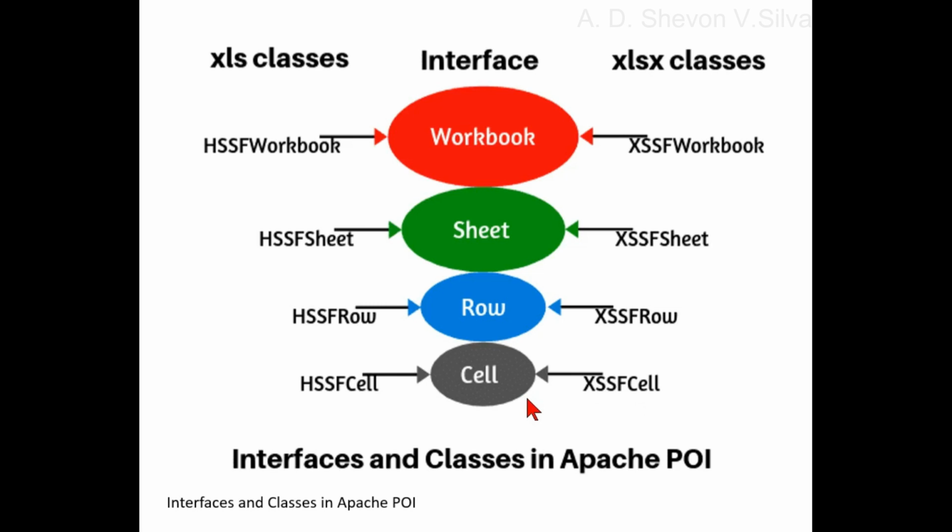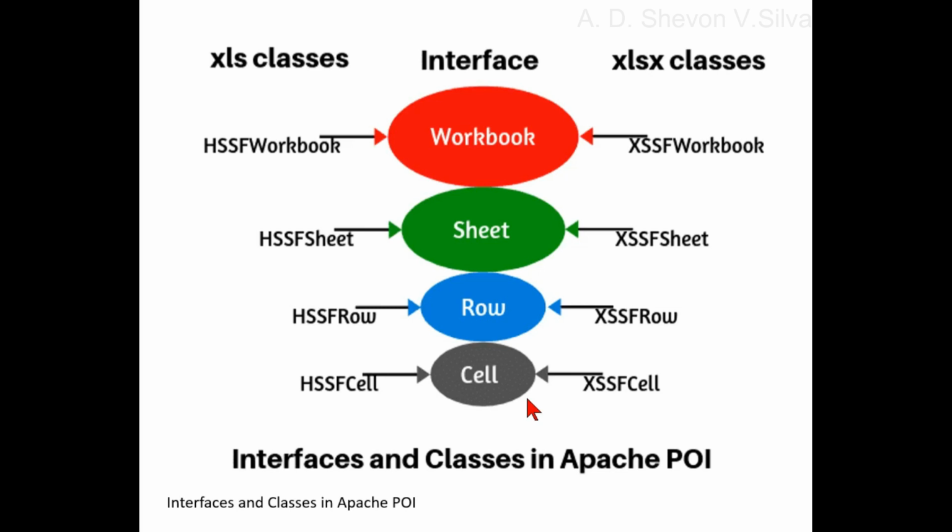Types of cells. A cell type represents that a cell may contain strings, numeric values or formulas. A string cell cannot hold numeric values and a numeric cell cannot hold string values. If we consider syntax, string cell value is, for example, XSSFCell.CELL_TYPE_STRING. Numeric cell value, XSSFCell.CELL_TYPE_NUMERIC.